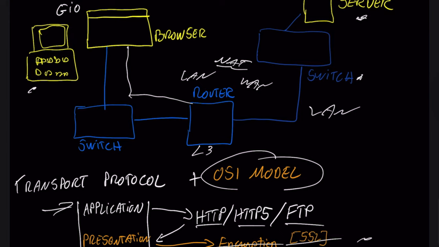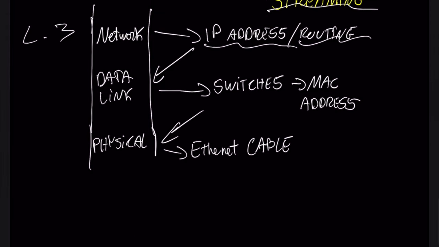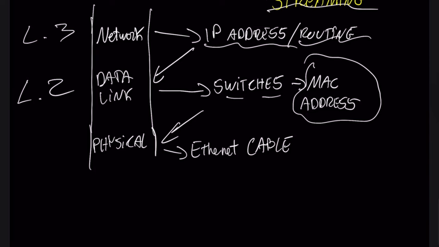So basically each of these devices talks in a different language, okay? Switches talk at layer 2. Switches really don't care about IP addresses; they don't talk that language. They talk a simpler language. That's the data link, layer number 2, and switches use MAC addresses. Each device that you have will have a MAC address, and the switch will know which MAC address sits on which port.